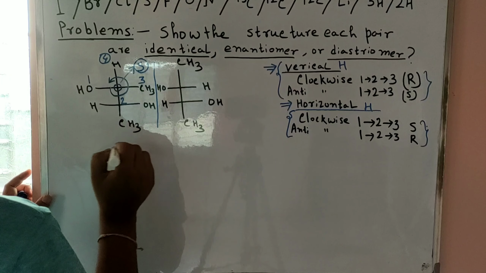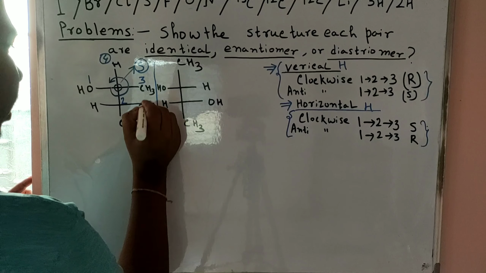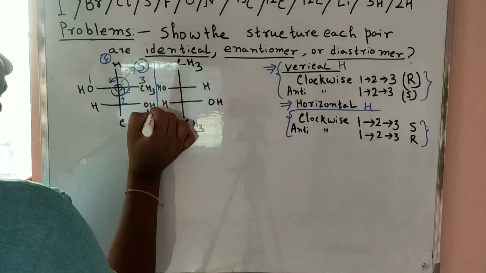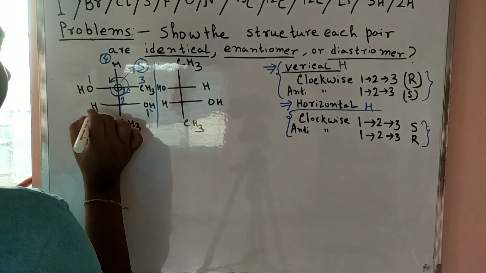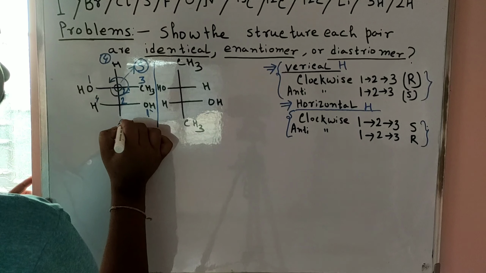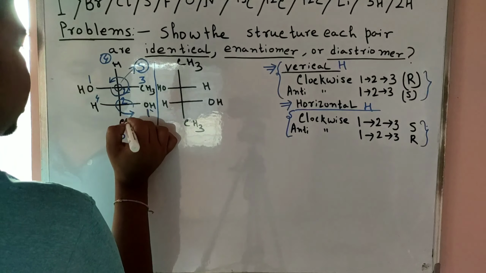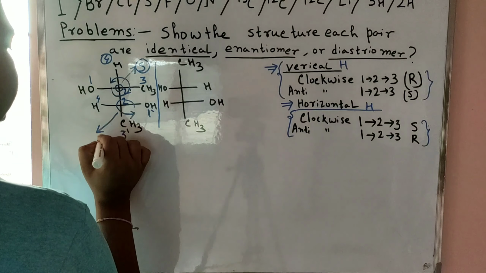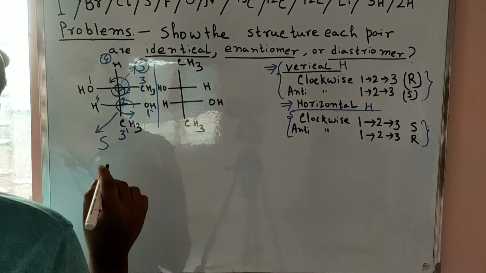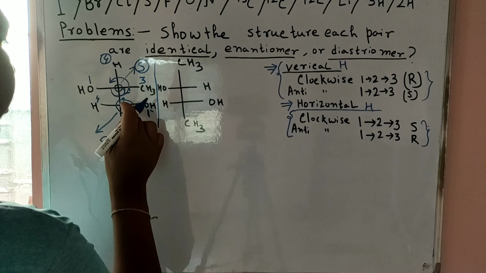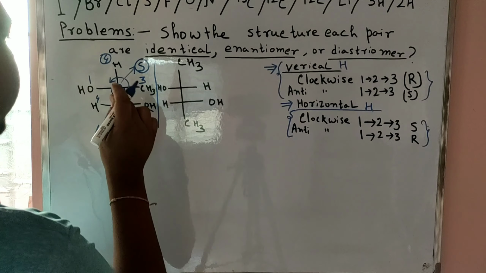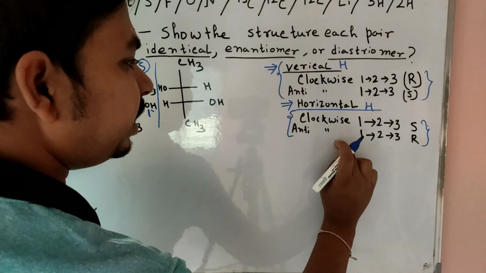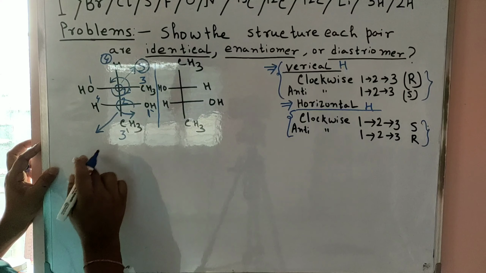And considering our down center, as per our priority rule, this is 1, this center is 2, this one is 3, and this hydrogen is 4. So 1 to 2 to 3, the rotation is anti-clockwise, and hydrogen is upside. Anti-clockwise with hydrogen upside, so the rotation is R.